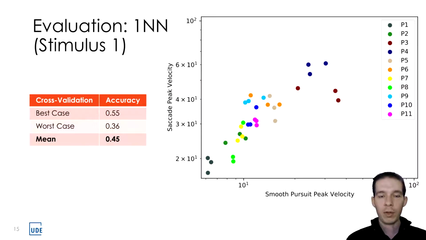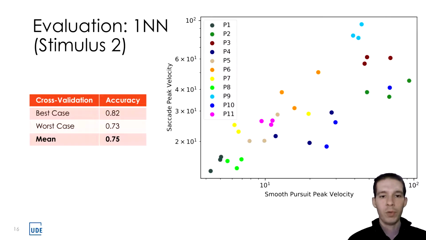For stimulus 1, we obtain accuracies between 36% and 55% for the worst and best case respectively. In total, we find a mean accuracy of 45%. To the right, you can find a plotted version of the KNN, where the colors denote the participants' data on a log scale. For visibility, we only depict the smooth pursuit and saccade peak velocities, and by the color clusters we can see that there is some inherent similarity within the data.